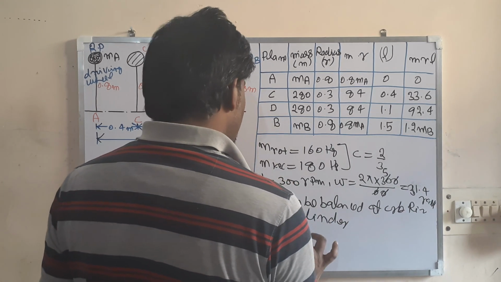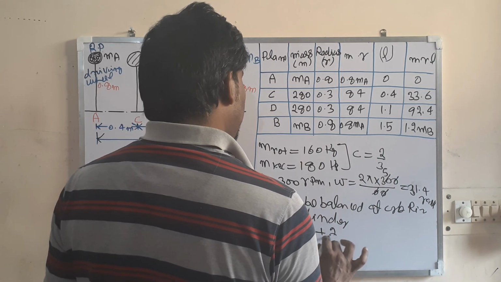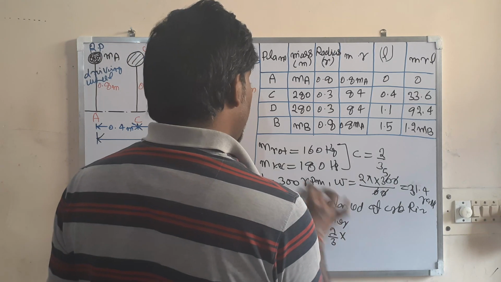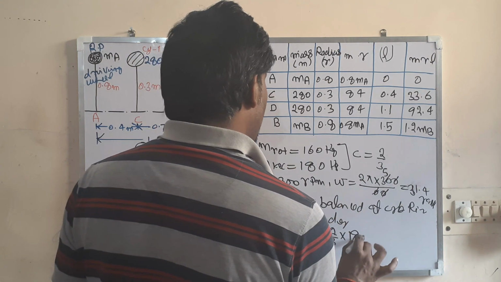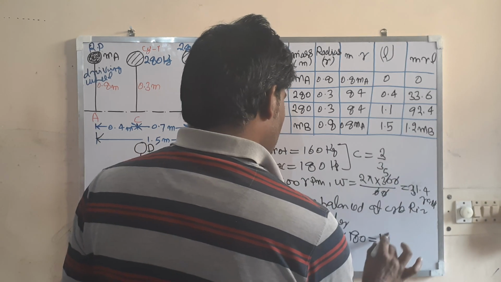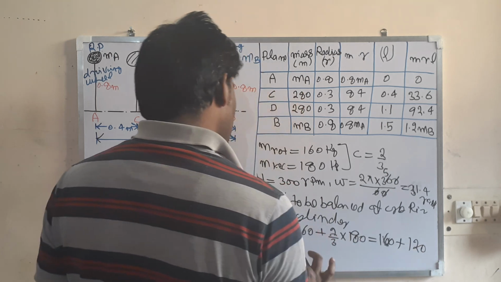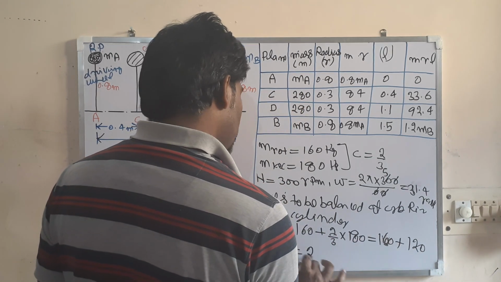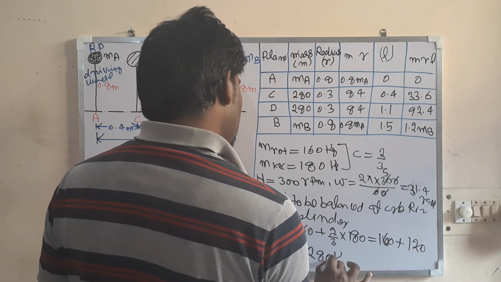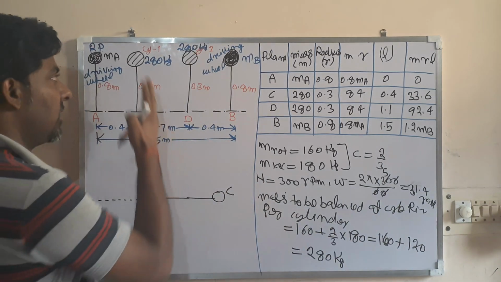So this is the total rotary, that is 160 kg, plus 2/3 of reciprocating, that is 180. So how much are you getting? This is 160 plus 120, so you are getting 280 kg. So 280 kg mass should be balanced at the cylinder.